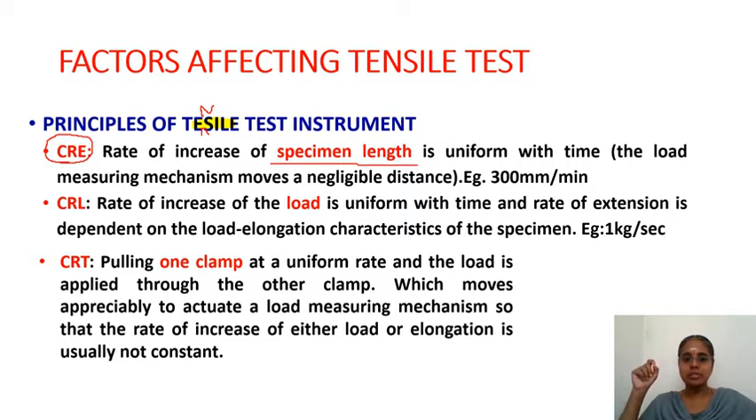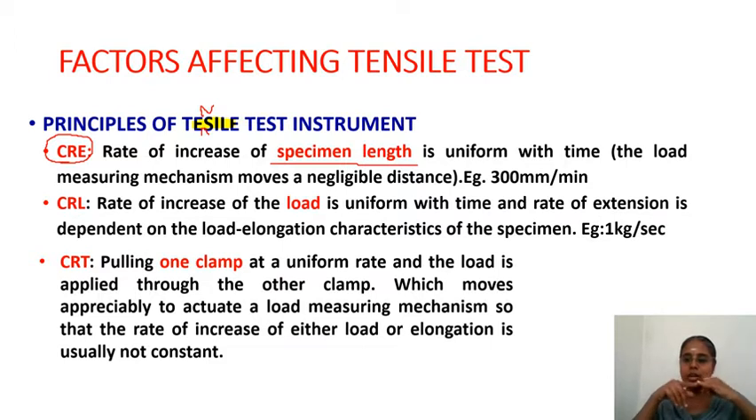Next is constant rate of loading. The rate of increase in load is uniform with time, say 1 kg per second. So the increase in load is uniform. You tie it like this, and at the bottom you have a weight. You add 1 kg per second. It is not physically added like this; just for understanding, you have a mechanism for increasing the load. So uniformly it is increased.